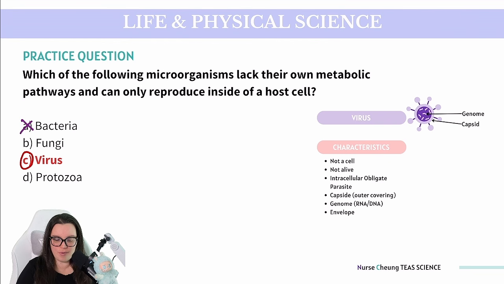Fungi the same way, right? They are eukaryotic organisms with very complex metabolic pathways. With these guys, if we get a really bad fungal infection, we're looking at antifungals to help us beat what's happening inside of our body. And then lastly, protozoa, same thing. They're single-celled eukaryotic cells. They have their own metabolic pathways they can produce independently without the need of your host cells.